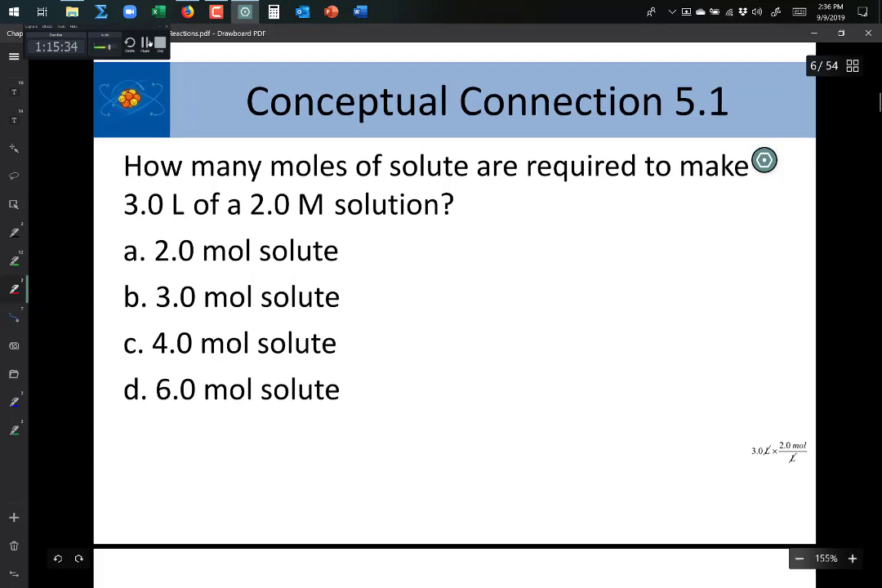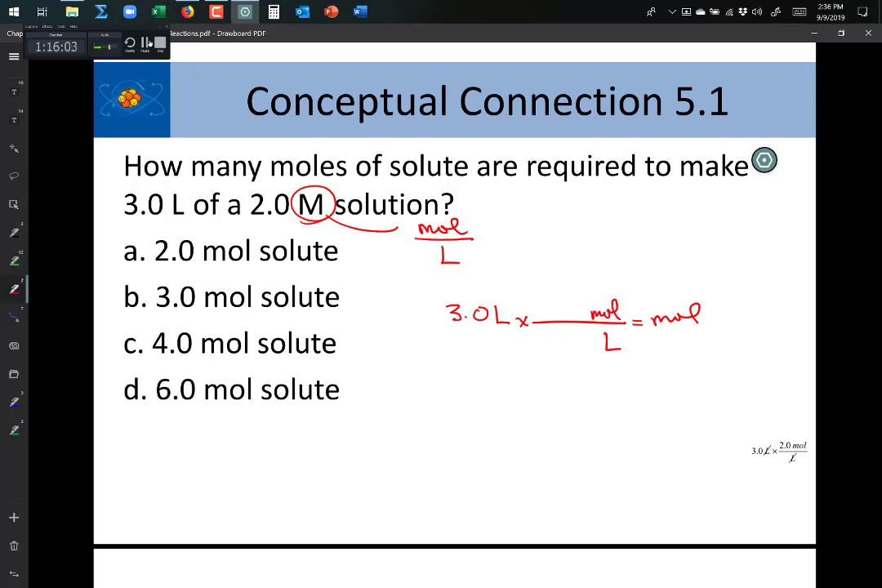The math goes like this. Whenever you see this, write this: moles solute per liter. And that tells you how you use that number. So if I have 3.0 liters, and I'm looking for moles of solute, what needs to be on top and what needs to be on bottom? Moles on top, liters on bottom. What goes with the mole and what goes with the liter? 2.0, because that's the number in front, and then 1, because it's per liter. And that gives you the moles, so this is equal to 6.0 moles, because the liters will cancel.